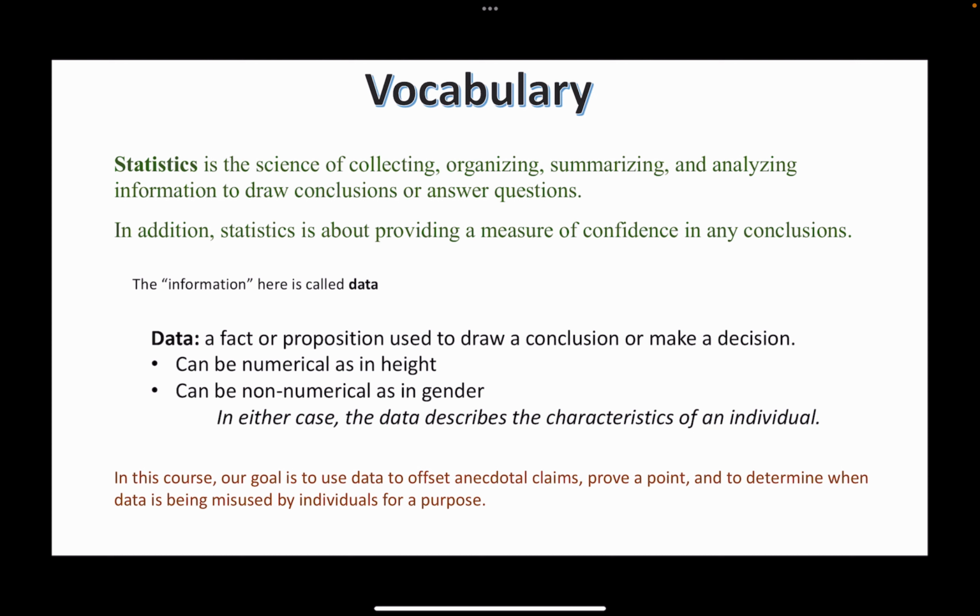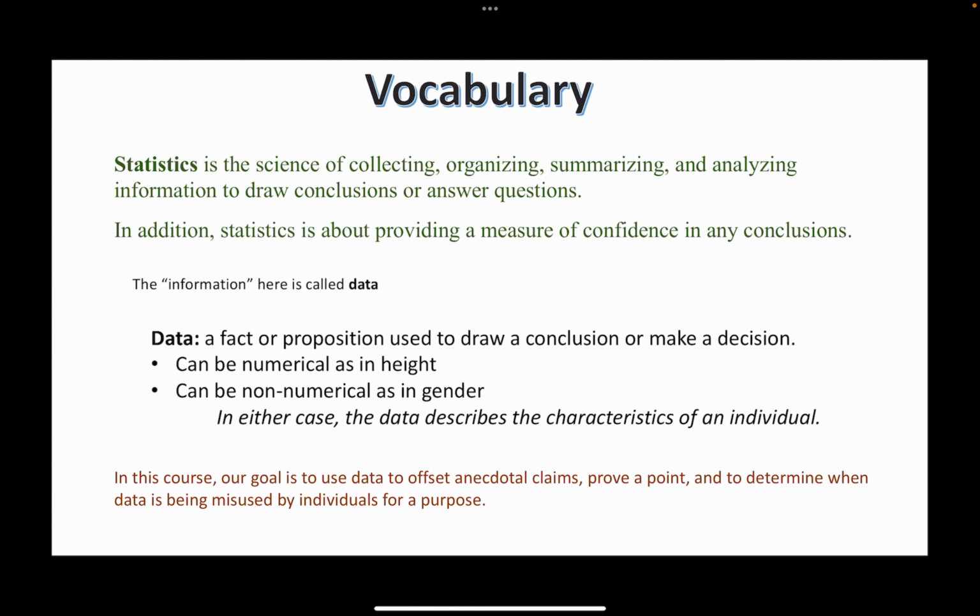We use the data that we collect to draw our conclusion, we use it to crunch our numbers, to do the math with it. It can be numerical or it could be non-numerical. So it would describe characteristics like colors of M&M's in a bag, or are you right-handed or left-handed? What color is your hair? What color are your eyes? Things like that. That would be non-numerical, or gender.